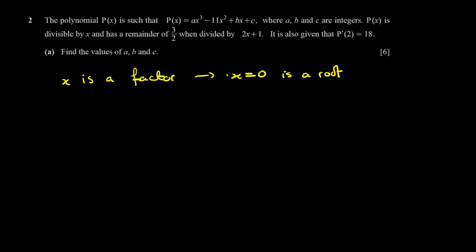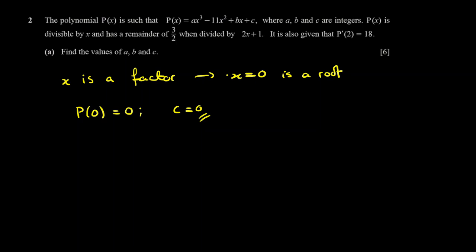Okay? And therefore, if we were to substitute 0 into the polynomial, then what we should get is 0, right? Because that's the definition of a root. So I'm going to substitute in, I'm going to get a times 0 cubed minus 11 times 0 squared, plus b times 0 plus c will be equal to 0. And therefore, that means that c is equal to 0, right? So hopefully that's fairly straightforward.